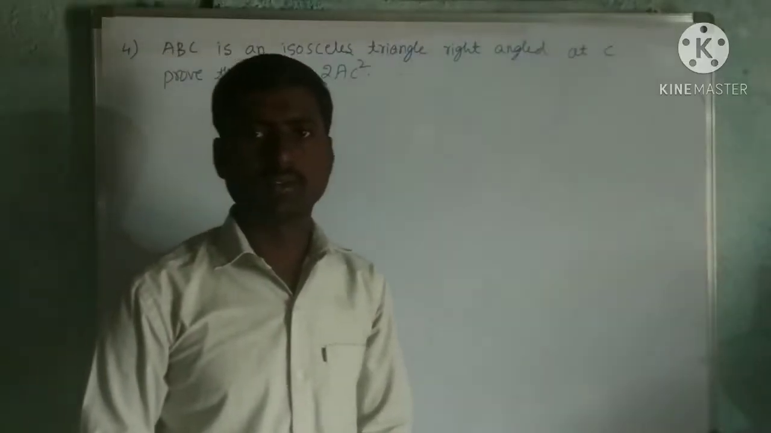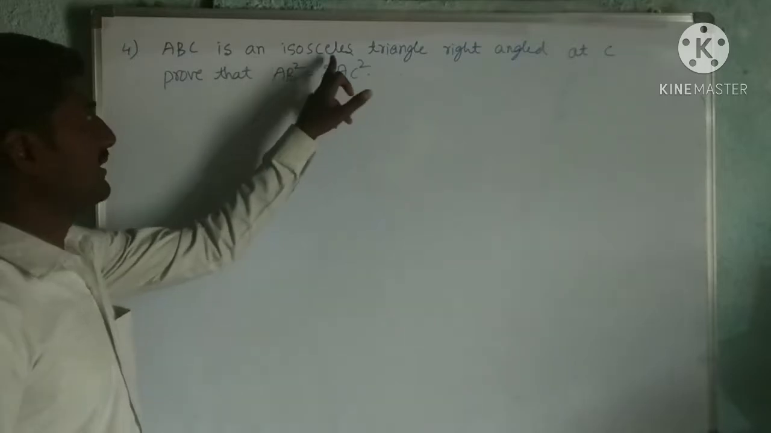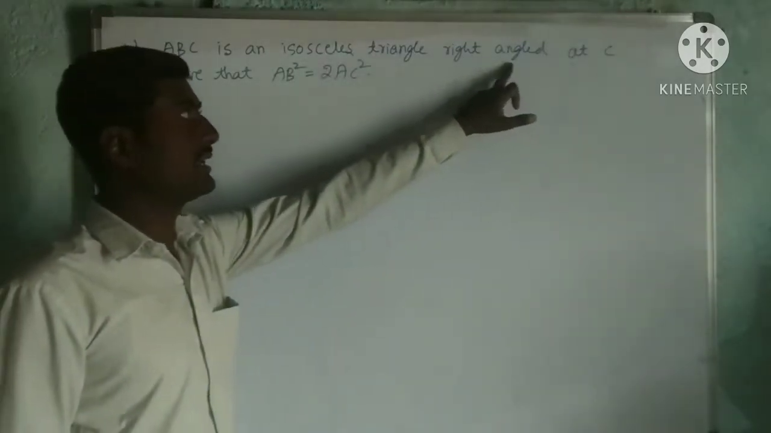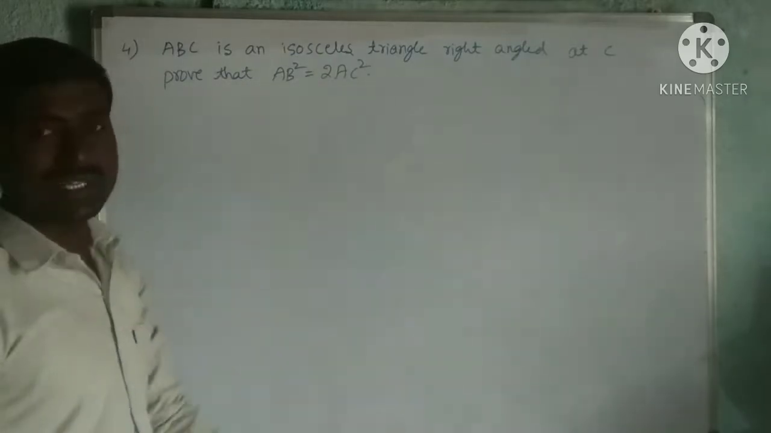Hi dear students, now we shall discuss the fourth question. ABC is an isosceles triangle, right angled at C. Prove that AB square is equal to 2AC square.